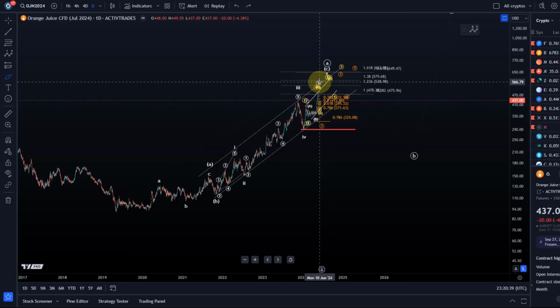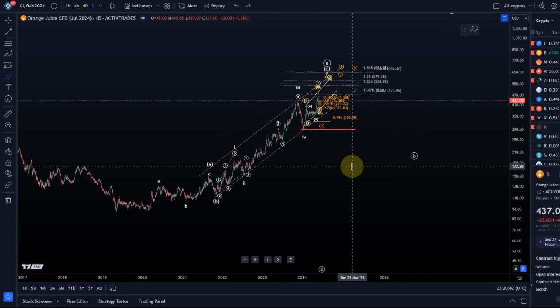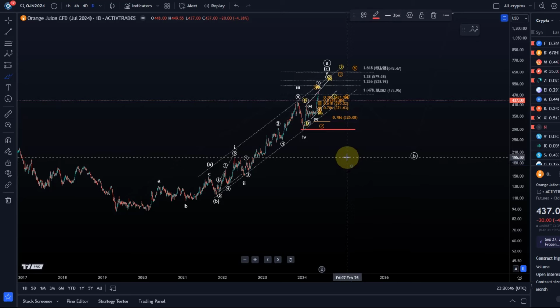And the fifth wave is typically where bearish divergences start to appear. And they prepare us for a possible top. But it still looks incomplete to the upside.